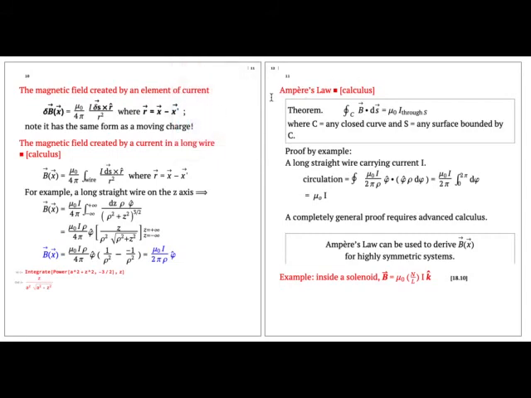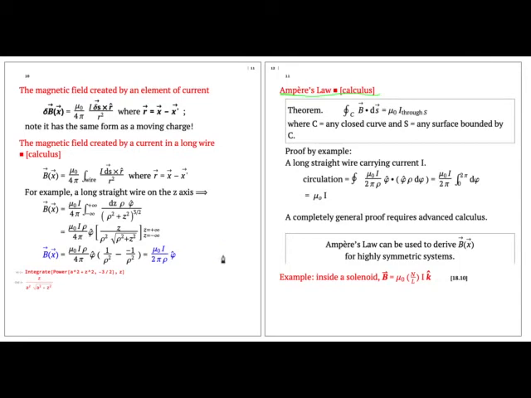Finally, we have Ampere's law. Now, again, this really requires calculus, but we'll just sort of understand it without calculus. It's a theorem in mathematics. It says, if you integrate the magnetic field around a closed curve, the result is mu 0, that universal constant, times the amount of current going through any surface bounded by the curve.